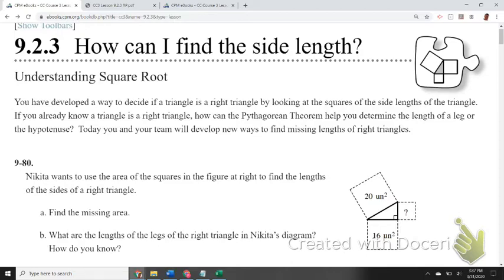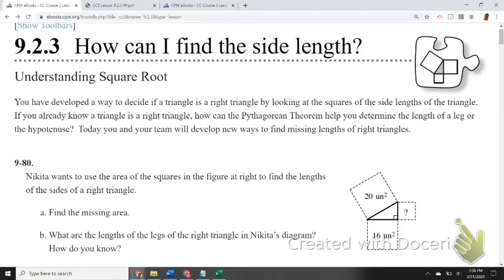This is lesson 9.2.3 that we're going to begin today. It's a continuation from 9.2.2, which again talks about right triangles. We're going to build on that today, but our focus is going to be on square roots. A lot of you are familiar with square roots, but we're going to basically simplify them and estimate square roots, because you are familiar with perfect square roots, and today we're going to look at other numbers that we can get square roots of.